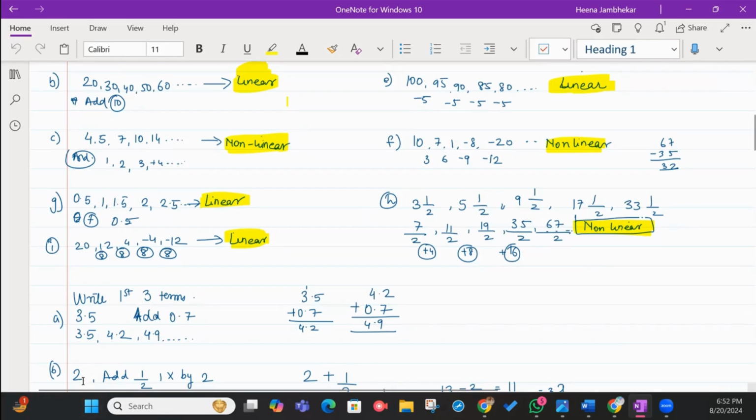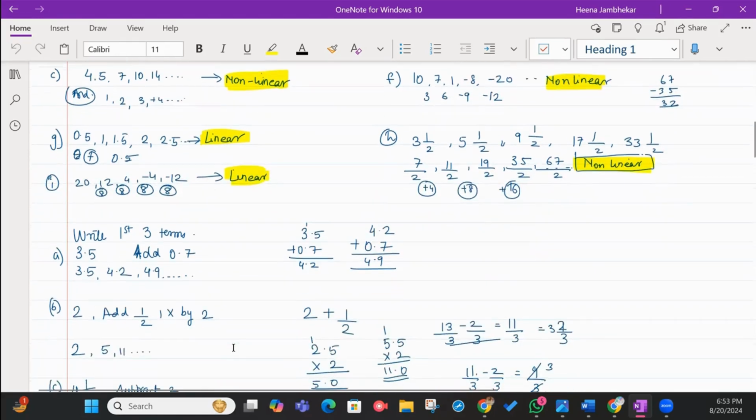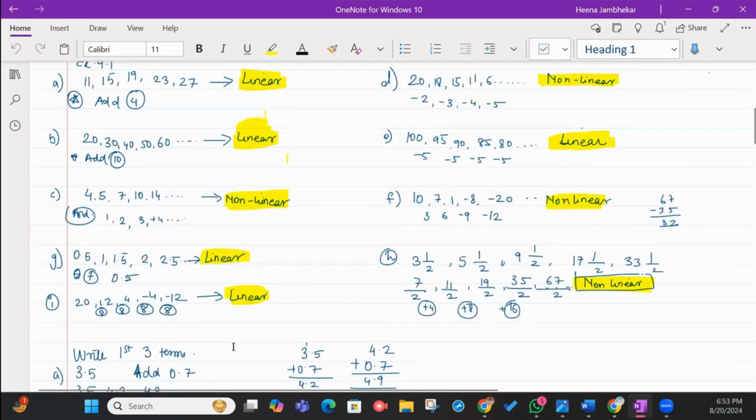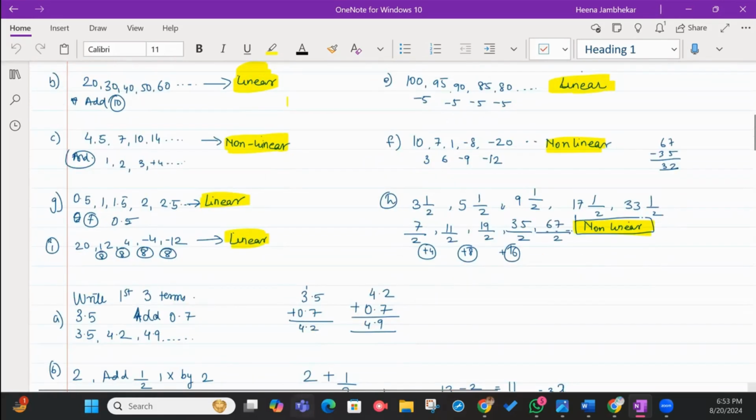Now, your first term is 2. Your term to term rule is first add half. Okay. And then multiply by 2. Your term to term rule is first add half, then you have to multiply by 2. Yeah. First one is 5. What will be the next term, Abhimanyu? She found out 5. After 5, what will you get?